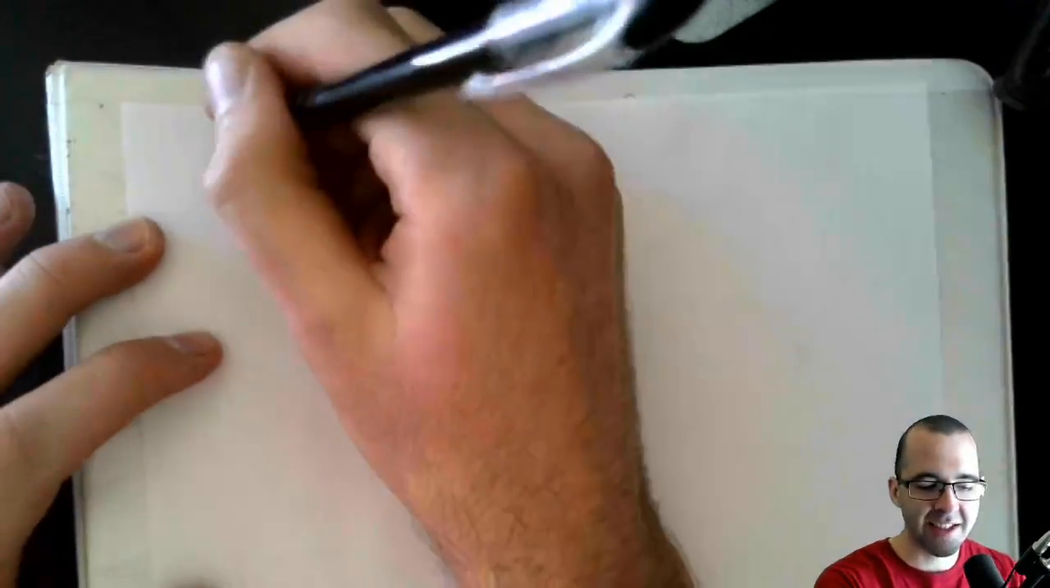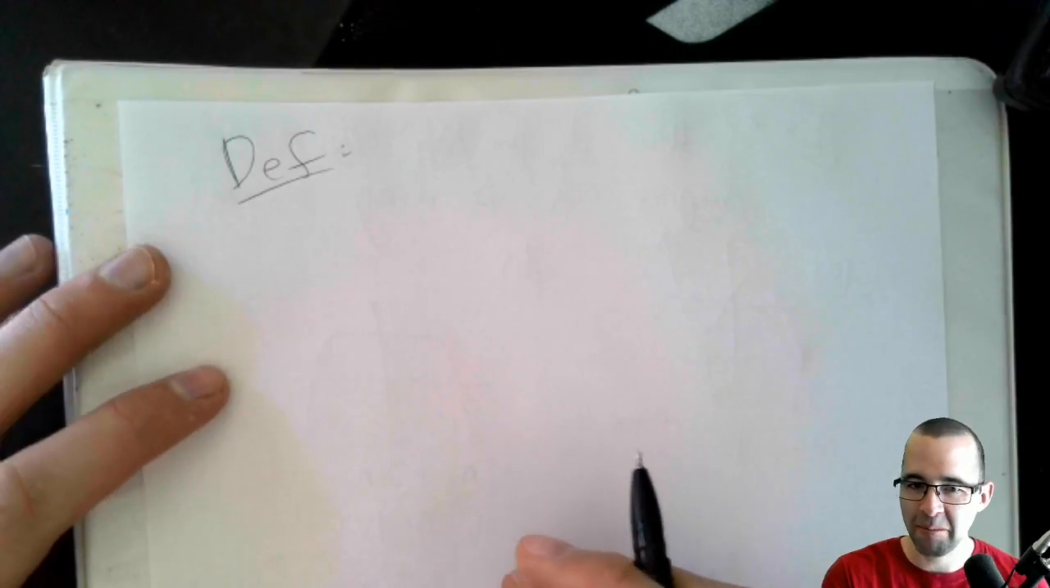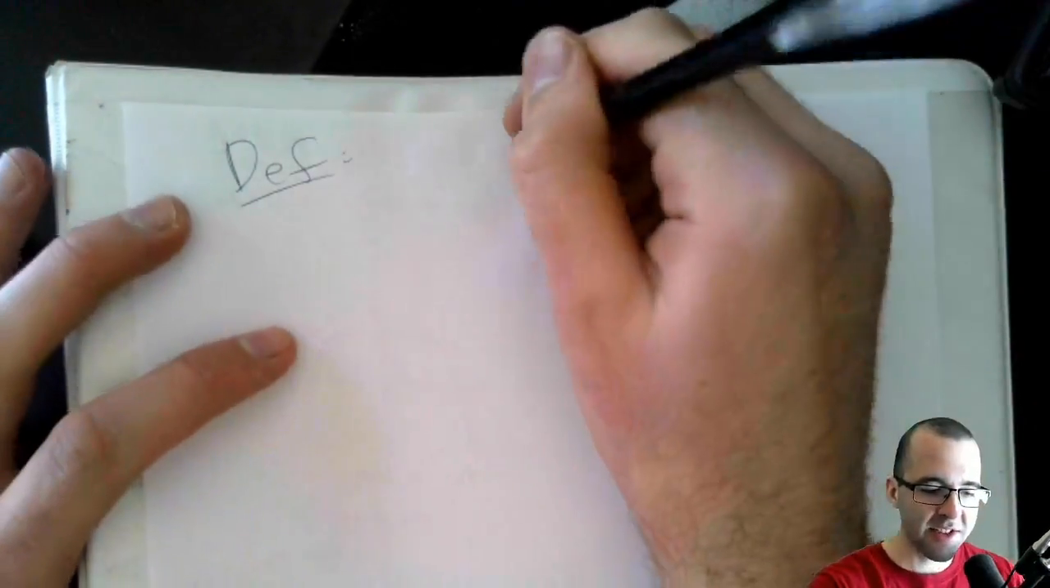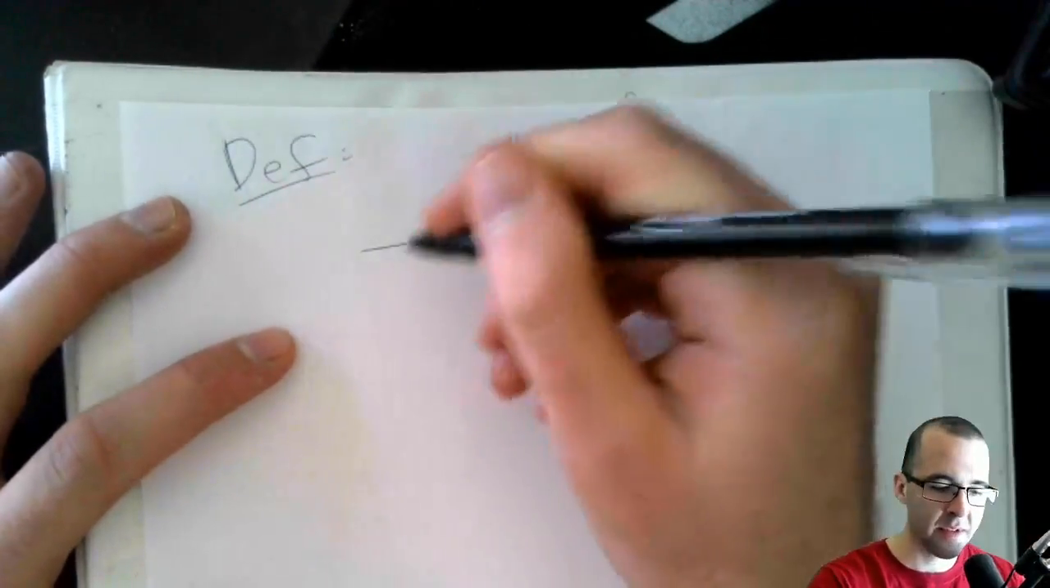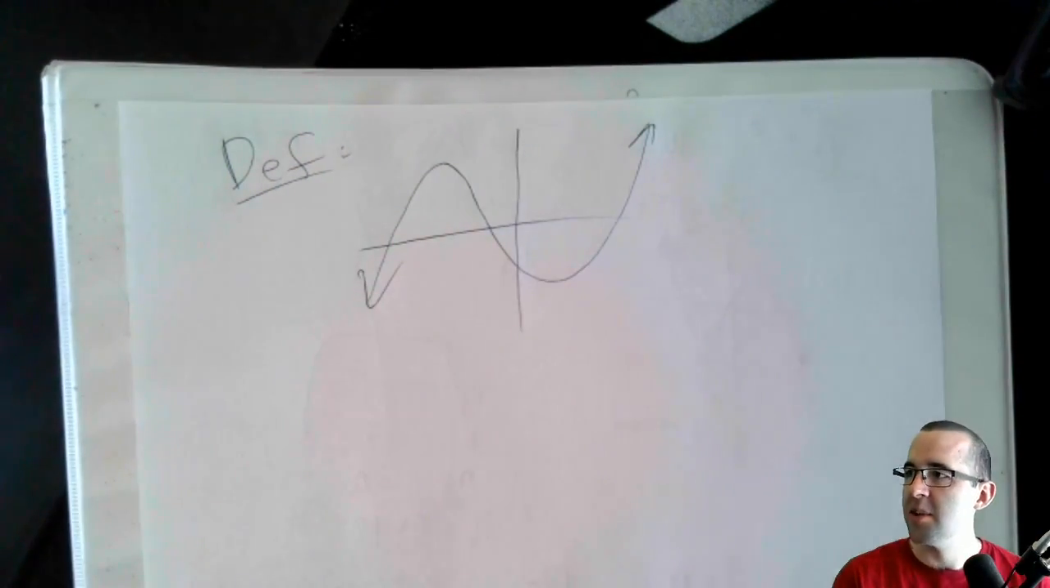Let's move on. We got some more definitions for all of you guys. This is a wonderful section for definitions. All right. So let's say we have some kind of polynomial. Maybe it looks like this. Who knows what it looks like? Let's say we have some kind of polynomial.